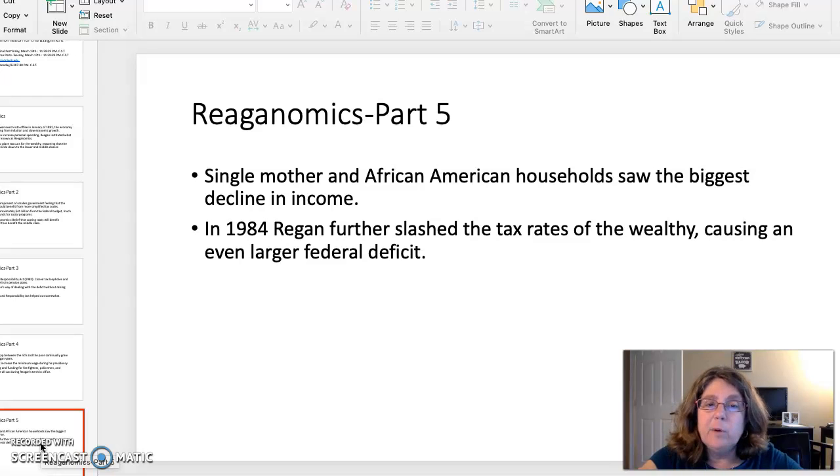And in 1984, Reagan further slashed the tax rates of the wealthy, and this caused an even larger federal deficit. The country's debt would really balloon during his second term in office when he was focused on financing the military, giving more money to the military, and particularly he was very into financing the Star Wars or Strategic Defense Initiative program.